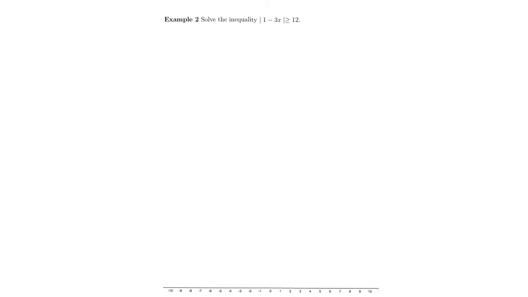And for the last example, example 2, here it's not less than, but the absolute value is greater than or equal to 12. This also breaks up into a compound inequality. The first one just being 1 minus 3x is bigger than or equal to 12. But now this time it's going to be or. And we'll have 1 minus 3x is less than or equal to negative 12. So that negative on the other side is still coming into play, but this time it's switching the direction of the inequality.